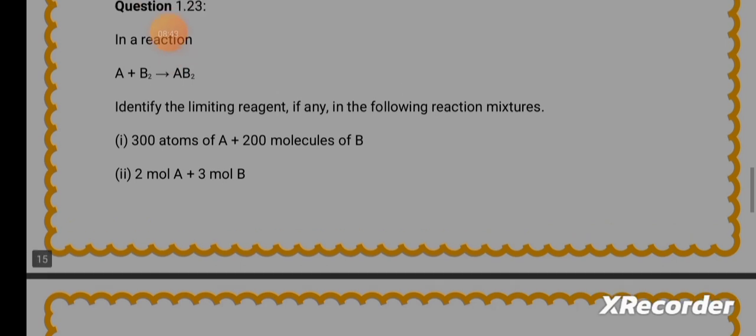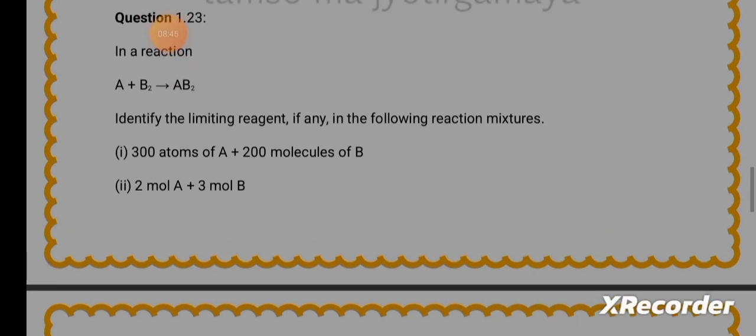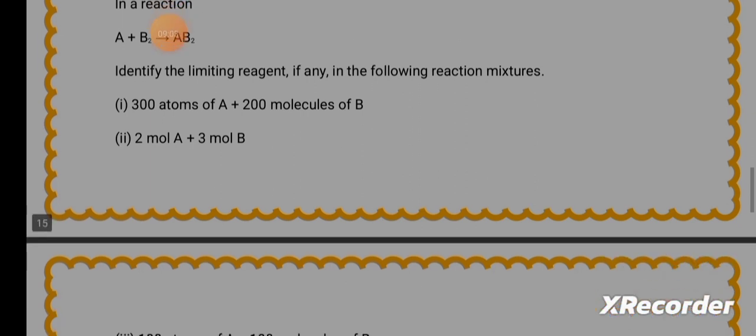Now ये इक्वेशन क्या कहती है आपको बच्चे? A plus B2 gives rise to AB2. कि एक एटम A का है, एक मॉलिक्यूल B2 का. One atom of A reacts with one molecule of B2, together reacting to form one molecule of AB2. So your first question is 300 atom of A plus 200 molecule of B2. तो आपको लिमिटिंग रिएजेंट आइडेंटिफाई करना है.